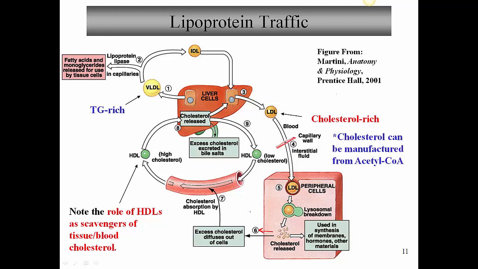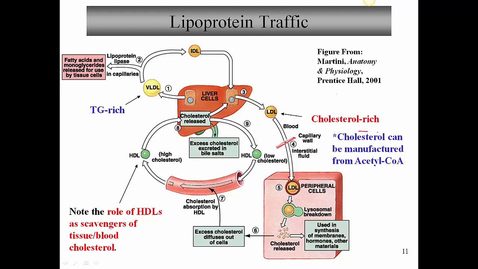Any excess is transported out of the cells and picked up by molecules that are known as HDLs, high-density lipoproteins. These have a relatively low percentage of fat to protein, so these are higher density. And these are transported, as you see, back to the liver to be metabolized again. Whatever cholesterol they have in them is used to repackage into LDLs again. So there's a circulation of LDLs.